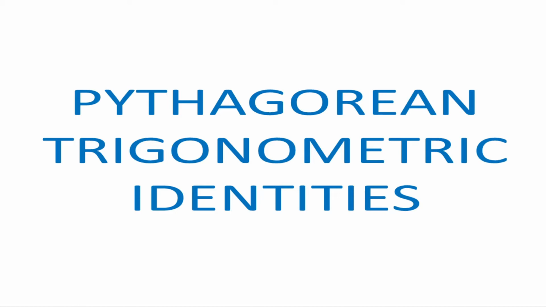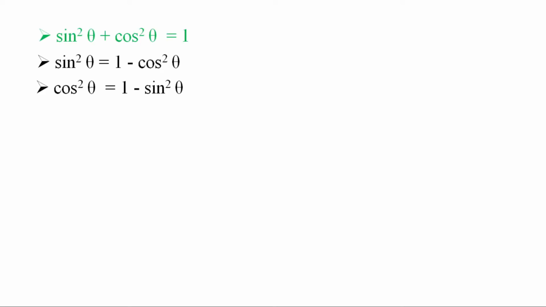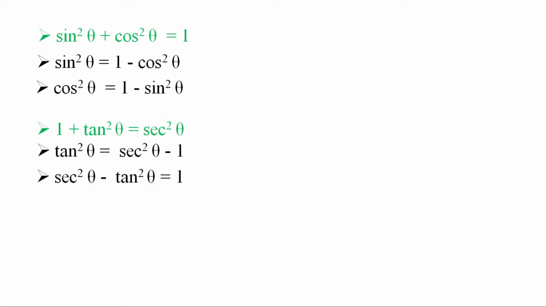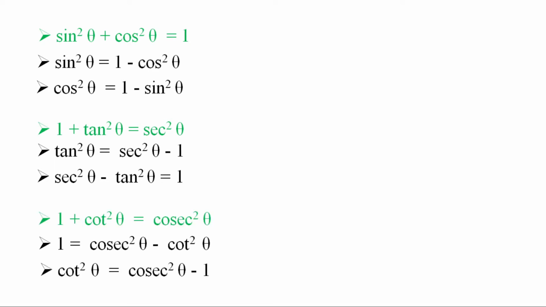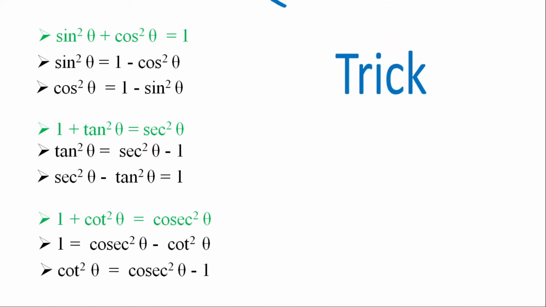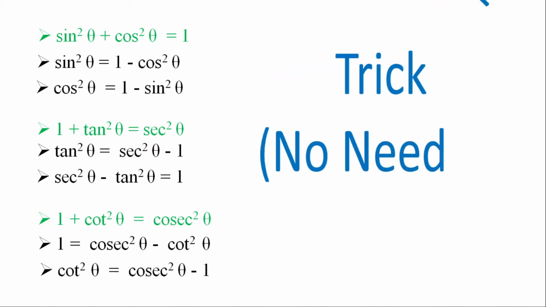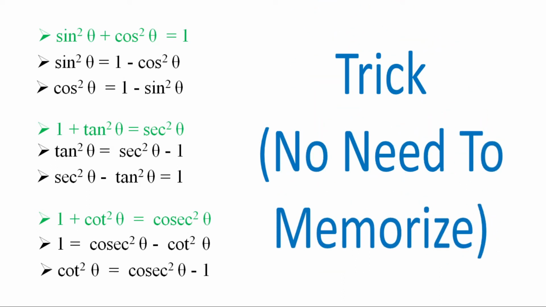There are 9 trigonometric identities, out of which 3 are based on sine and cos ratio. The other 3 are based on tan and sec ratio, and the other 3 are based on cot and cosec ratio. These are the 9 Pythagorean trigonometric identities which many of us find very difficult to memorize. Don't worry, in this video we are going to learn a trick by which we can get these 9 identities without memorizing them. So there is absolutely no need to memorize.